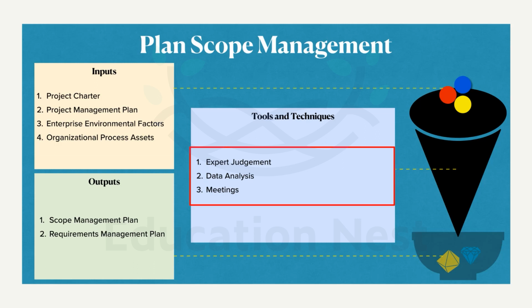What tools do we need to convert these inputs to outputs? The expert judgment again. See, expert judgment is an important tool in each and every process. So here we are going to consult the industry experts because we are planning the scope. And then the application area experts are also quite often consulted at this stage. And data analysis, again, different ways of collecting the requirements. You know, elaborating the product scope, the project scope, how to control the scope. These are the data analyses that we need at this stage. And also finally, the meetings.